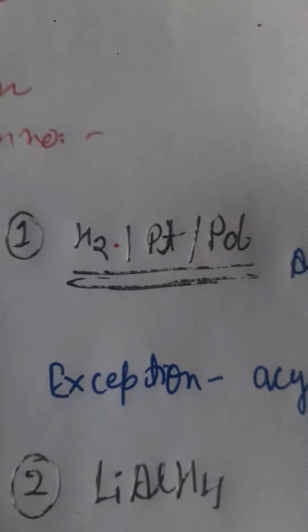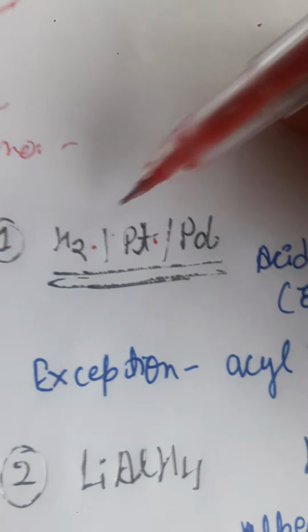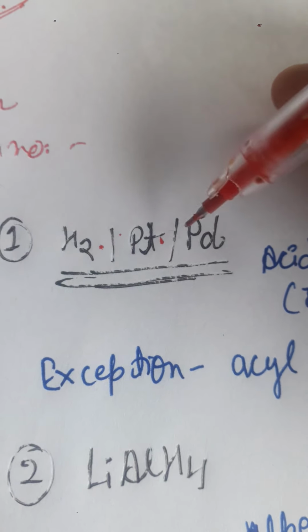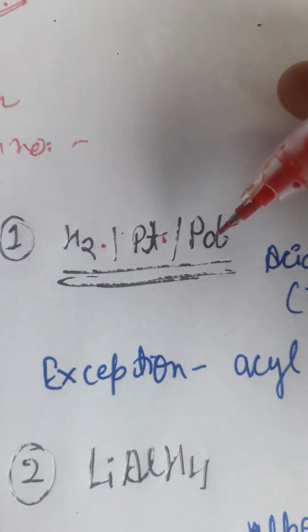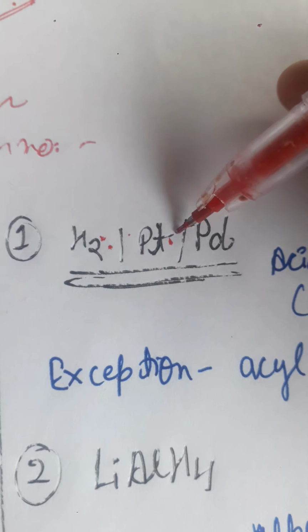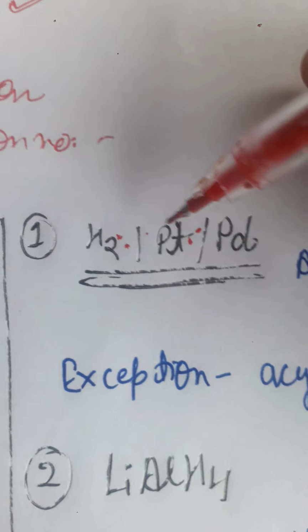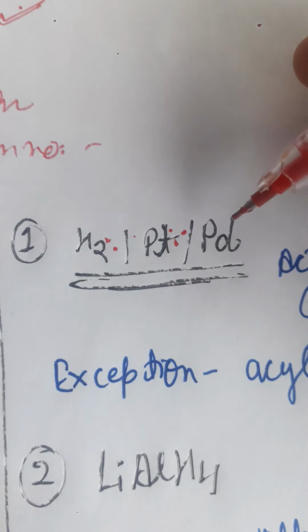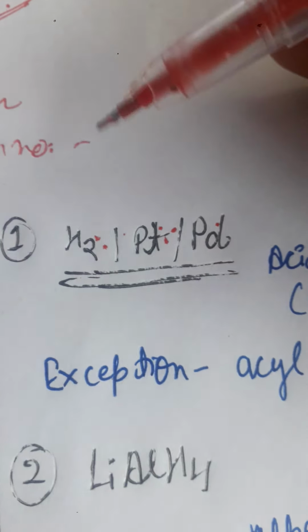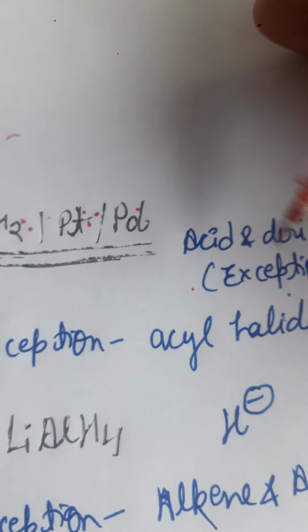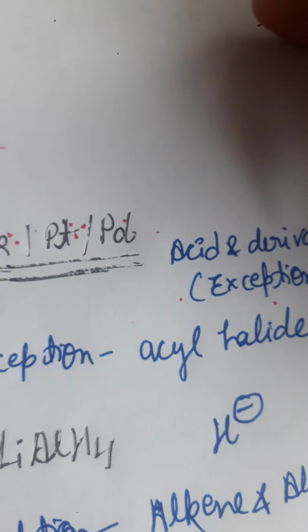You can see the first reducing agent is hydrogen. It means there will be hydrogenation. You know very well, reduction means addition of hydrogen on the surface of platinum or palladium. It means the platinum or palladium will give a surface, right? On this particular surface the hydrogen will be adsorbed. Okay, so you can write the reducing agent platinum or palladium anywhere, but the exception case is acyl halide.